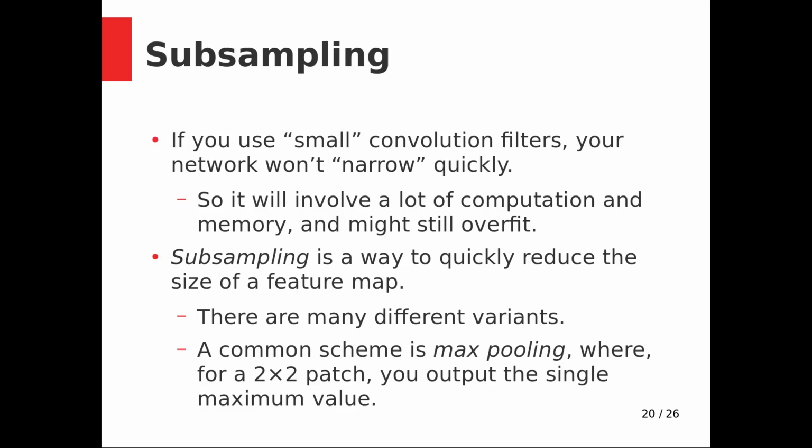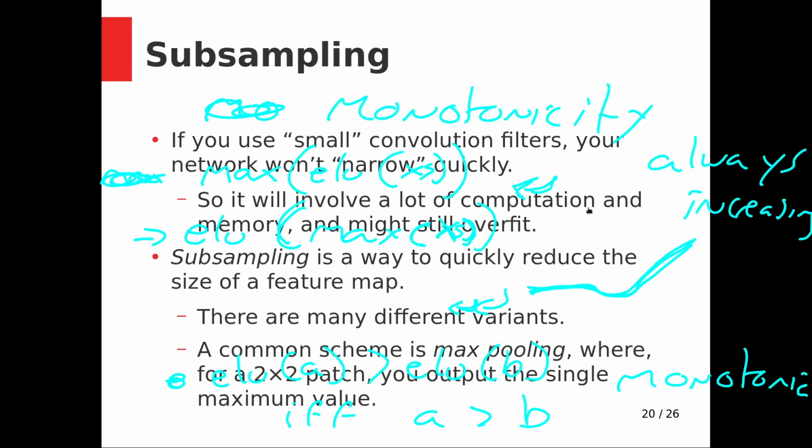Alright. So if you use small convolution filters, your network won't narrow quickly, right? So it will involve a lot of computation, and because you'll have more weights and units than you need, you might still overfit, right? So what do I mean by will not narrow quickly?